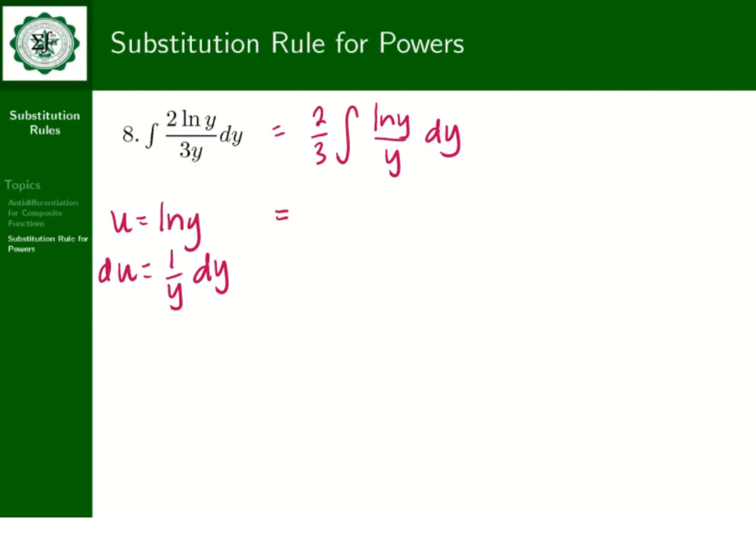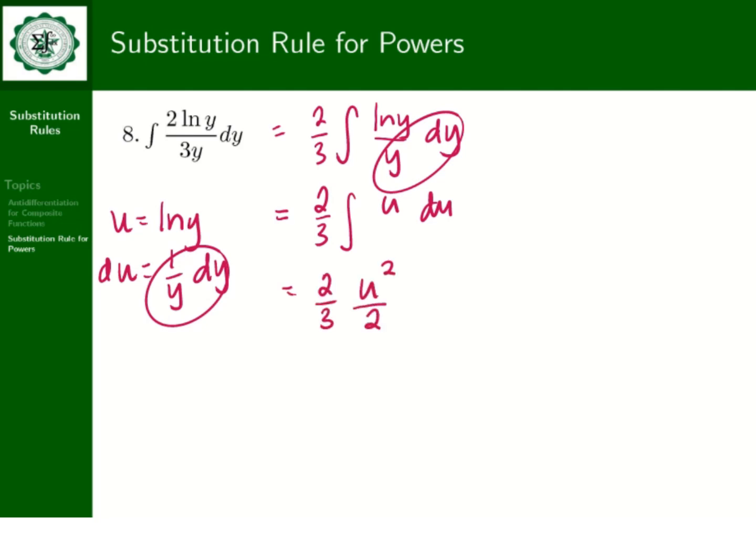Thus, if we perform the substitution, we have 2/3. So we replace ln of y by u, and observe that dy over y is our du. So therefore, its integral now will be u squared over 2 plus c, and then simplifying, we can cancel 2, and we are left with 1/3. We can also now replace u by ln of y, and then raised to 2 plus c.